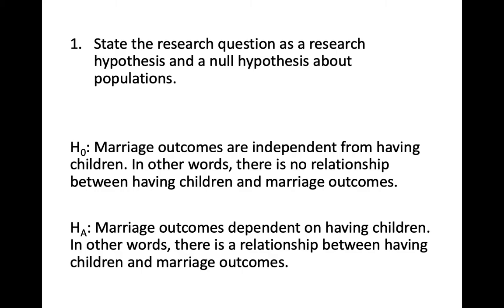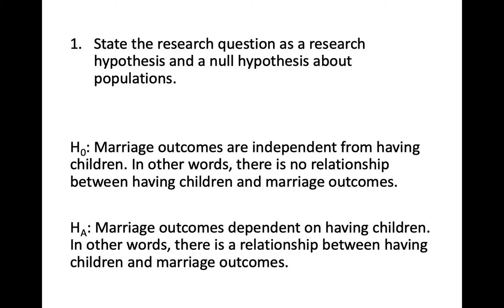But this should give you a sense of those 5 steps, because for the goodness of fit, as well as for the chi-square test of independence, it's very similar. So our null hypothesis is that marriage outcomes are independent from having children. That's always the null hypothesis in the chi-square test for independence, that the 2 variables are independent of one another. What does it mean to be independent? It means that there's no relationship between the variables.